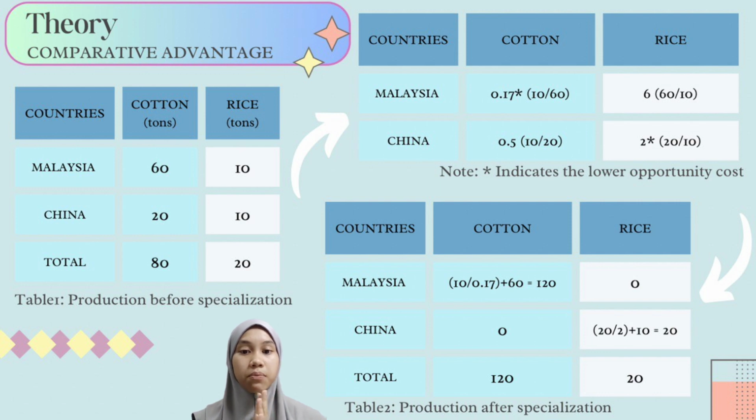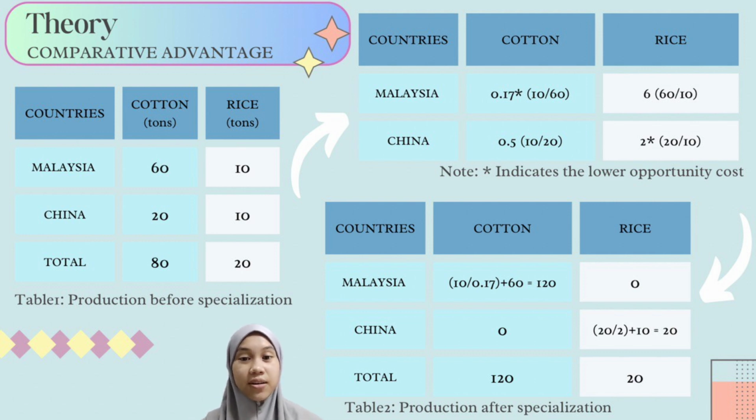In this example, for Malaysia, to find the opportunity cost of production for cotton, ambil jumlah beras 10 tons bahagikan dengan jumlah cotton 60 tons, and you will get the answer of 0.17. Untuk cari opportunity cost for rice in Malaysia, ambil jumlah cotton 60 tons bahagikan dengan jumlah beras iaitu 10 tons, akan dapat 6 tan jawapannya. Dan begitu juga cara untuk mengiranya untuk negara China, masing-masing akan dapat jawapan 0.5 and 2 tons.